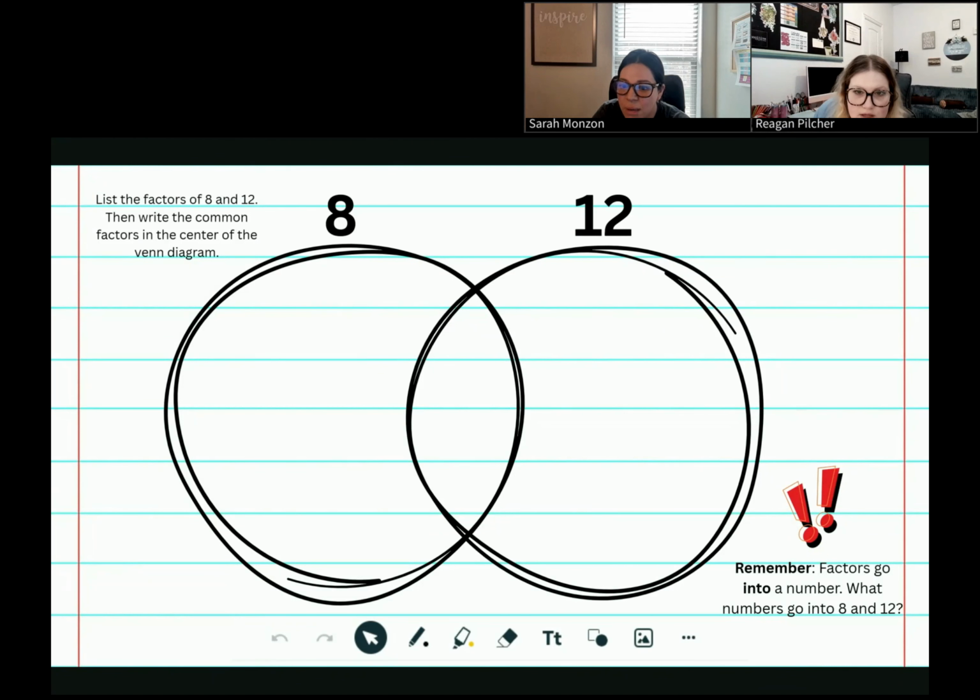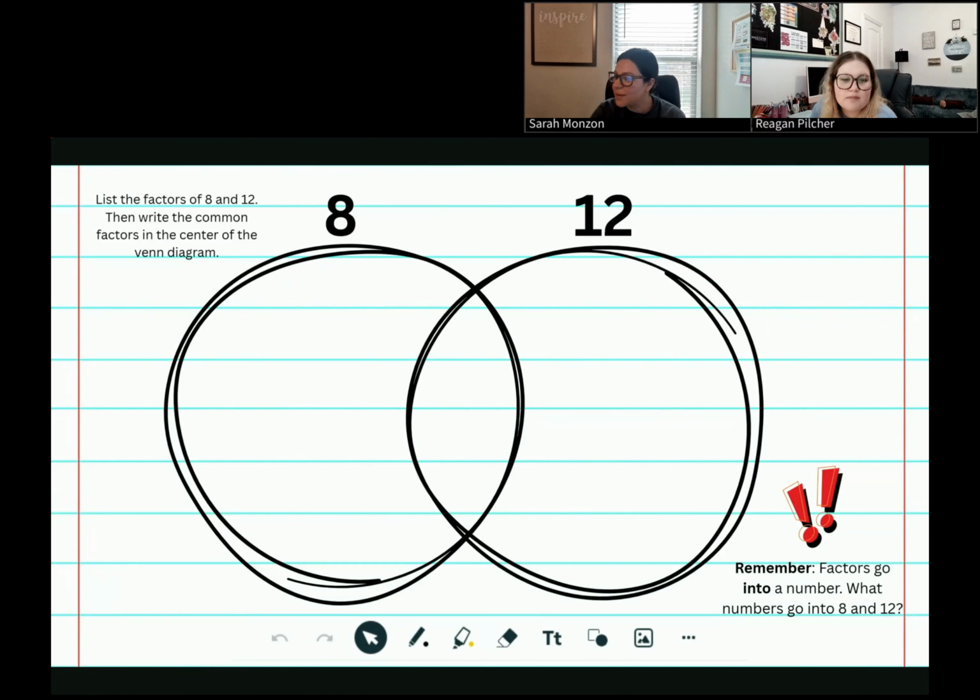Also, if you feel like you have all the factors written for both numbers, go ahead and figure out which ones overlap and scoot them over into that middle section. If they're in the middle section, they are common. Those are the common factors. It means it'll be in both of your lists, and you can take it out of those lists and drop it in the middle.